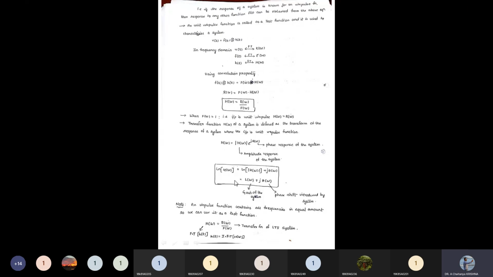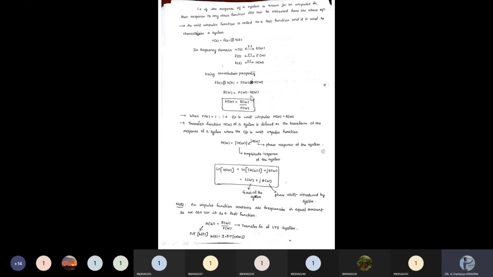Magnitude response and phase response, we can write as H of omega equal to the magnitude function of omega plus j into theta of omega. Means the magnitude function plus the phase function, also called the gain of the system and the phase shift of the system. Theta of omega is the phase response of the system, also called the phase shift.